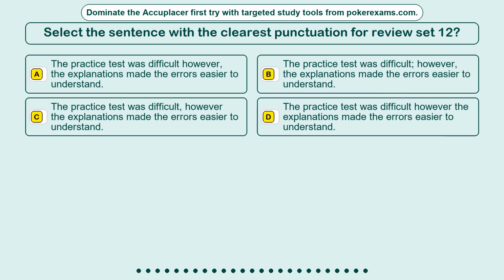Question 19. Select the sentence with the clearest punctuation for review set 12. Option A. The practice test was difficult, however, the explanations made the errors easier to understand. Option B. The practice test was difficult, however, the explanations made the errors easier to understand. Option C. The practice test was difficult, however, the explanations made the errors easier to understand. Option D. The practice test was difficult, however, the explanations made the errors easier to understand.